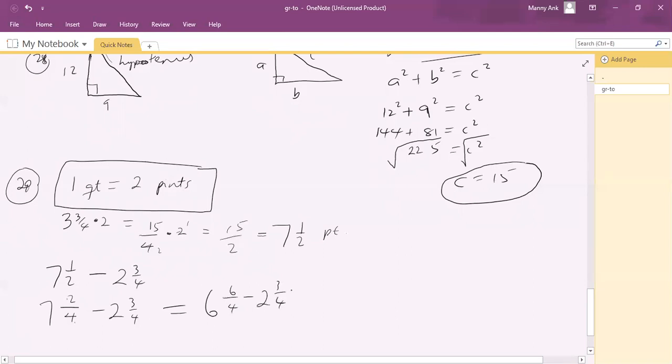Now I can subtract this. Whole numbers, 6 minus 2 is 4, and the fractions give 3 over 4. So that's the answer C, as you said, correct. 4 3/4 pints of blood. Okay, good.